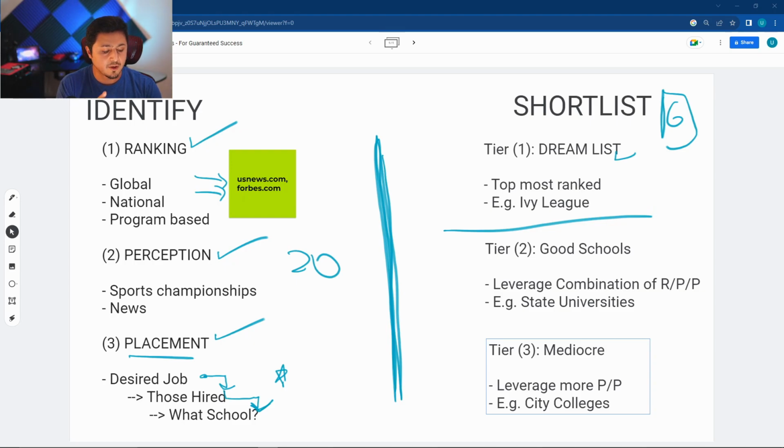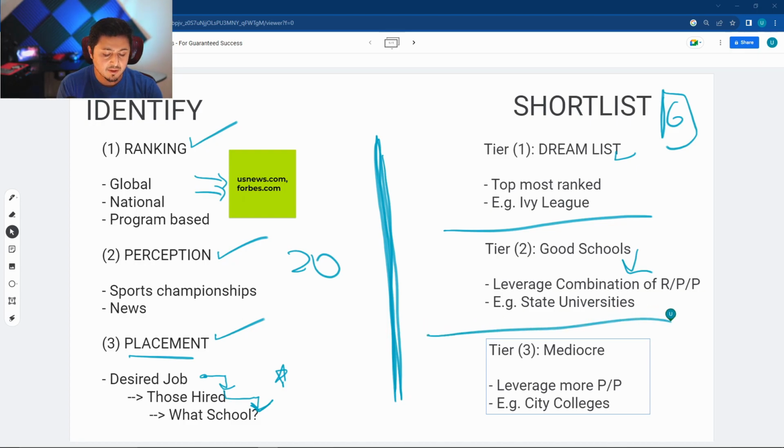These are schools that may not be the highest ranked, but they are reasonably ranked, and they also leverage perception and placement. They have a good perception, they have a good persona in the public, and a lot of individuals working the job that you want to work have been to that school. Now, these are good schools, and state universities are a good example of these schools.